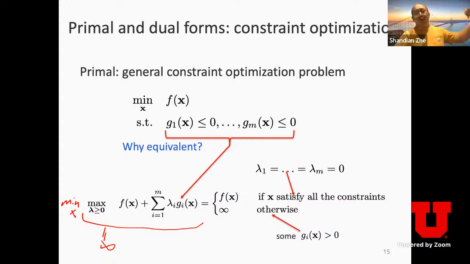And when you search those x which satisfy all constraints, it is equivalent to searching the minimum of the original objective f(x) which satisfies all the constraints. In other words, it is equivalent to solving the original constrained optimization problem. Does it make sense?